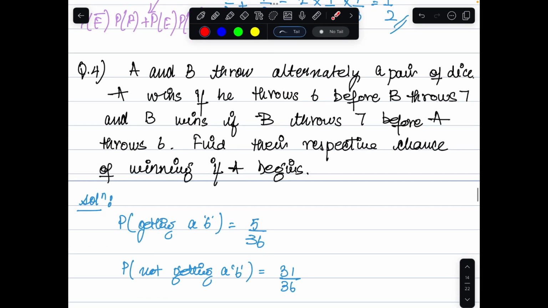Next problem, A and B throw alternately a pair of dice. This is a very important problem. Similar to this, many problems can be made. It's like winning and losing, but with alternate chances. Now what is happening, A and B are playing a game. Now how the game keeps on going is, when does A win? When he gets 6 before B. So let's say A is starting the game, if A gets 6 first, then he won. But if A didn't get 6, then again B will throw.